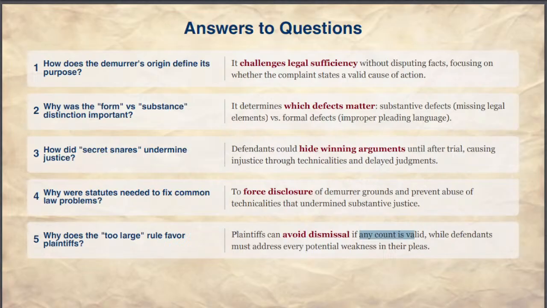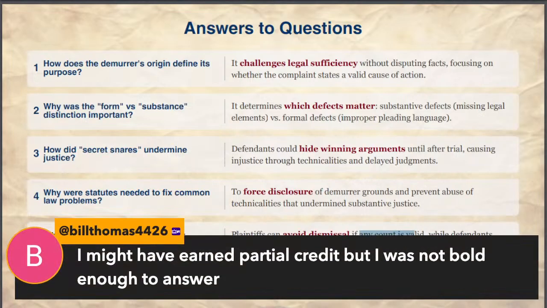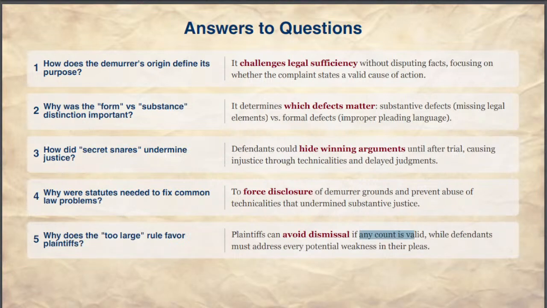So there it is. Built in 4426 says, I might have earned partial credit, but I was not bold enough to answer. Don't worry, these are all pretty difficult questions. That's why I had the cheat sheet here at the end. But this gives you an idea of the distinction between just simple pleas and demurrers.